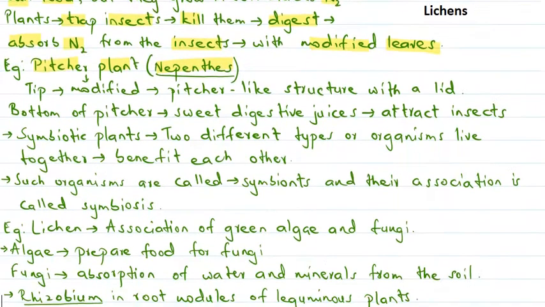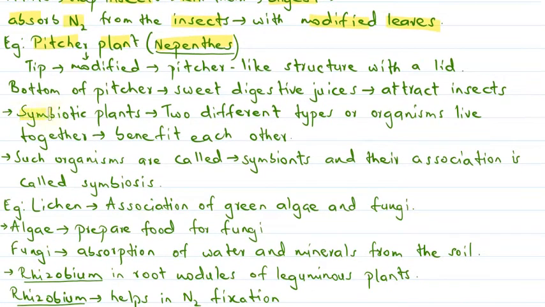Okay, so then we have talked about symbiotic plants. So what happens in a symbiotic relationship? There are two different types of organisms that live in close association or that live together. So here both the organisms get benefited from each other. So such organisms are called symbionts, and such type of association is called symbiosis.